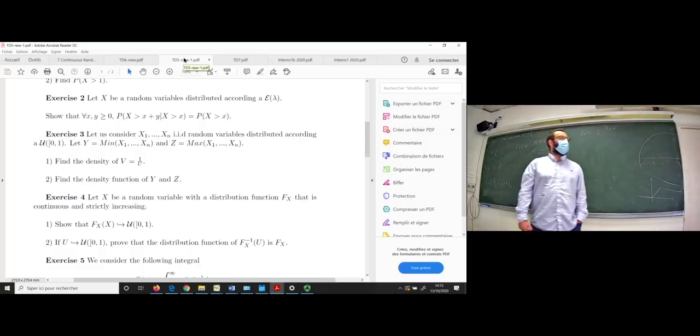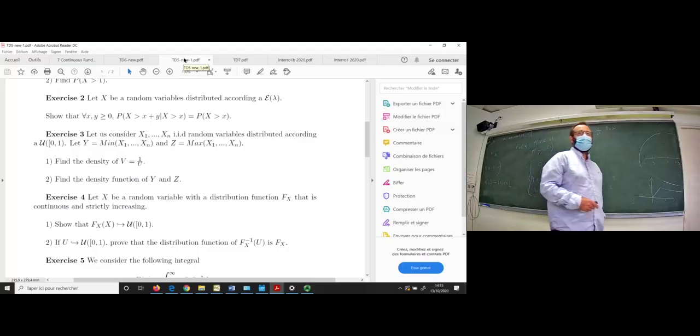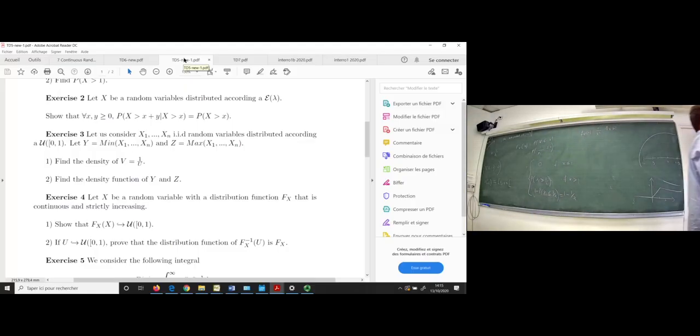So I will do one of the two. What do you want me to do, the minimum or the maximum? Minimum. Okay? I will do the minimum, you will do the same for the max at home. Okay?